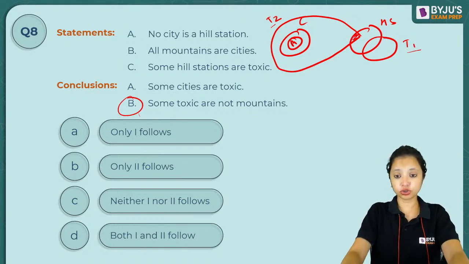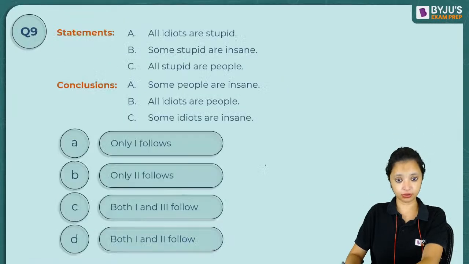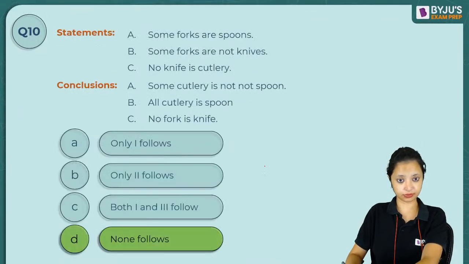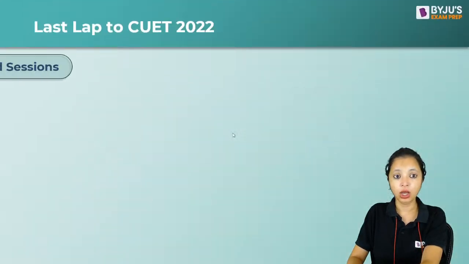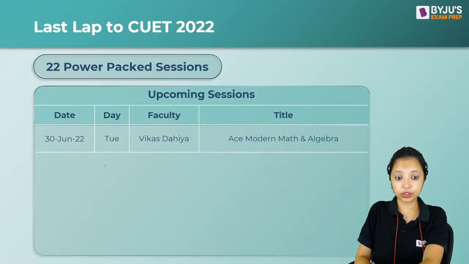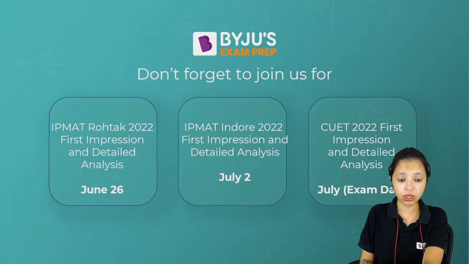Let me quickly show you the schedule for the coming week. Please learn the basic rules, make Venn diagrams, and practice syllogism. That's going to help you. On 30th June, we have Vikas sir taking a modern maths and algebra session. Please don't miss out on this session. That's next week's schedule.